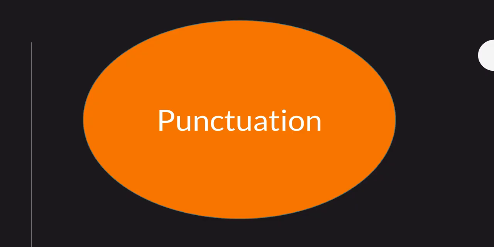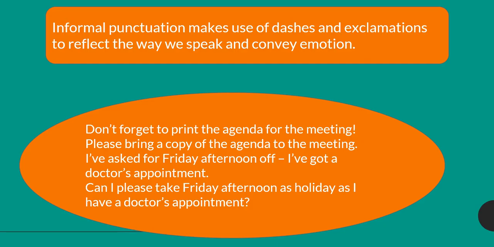So, different types of punctuation you can use in your different styles. In formal punctuation, we've talked about dashes and exclamation marks, maybe brackets, and they tend to reflect the way we speak and they reflect our emotion. So that's why we use them more in informal punctuation and informal text types.